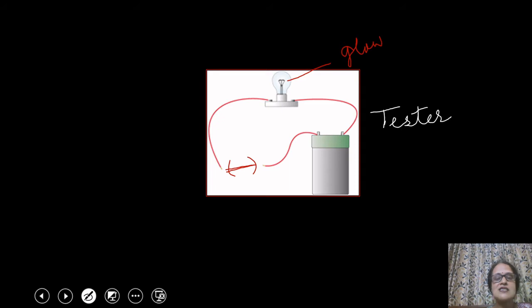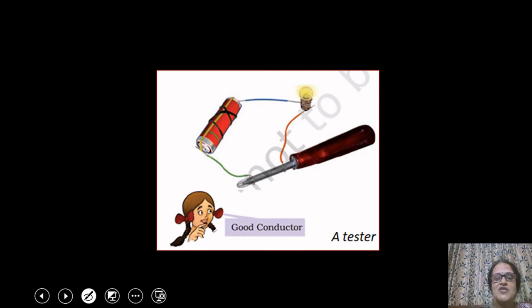So this is a simple tester which is used to test whether a substance is a conductor or not. With the help of this diagram, you can see that we have taken a screwdriver which consists of both parts, a metallic part and a non-metallic part. Once we have placed this metallic part between the two ends of the tester, the bulb glows. It indicates that it is a good conductor.